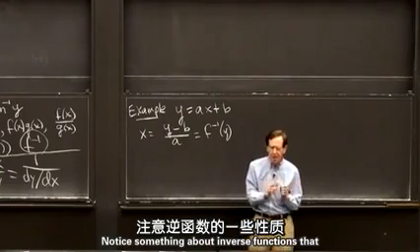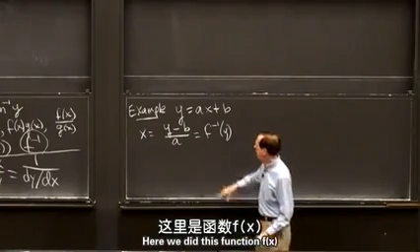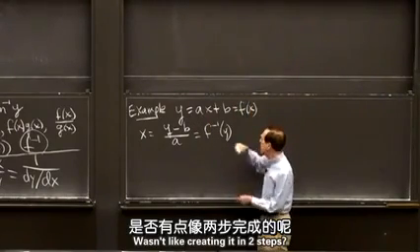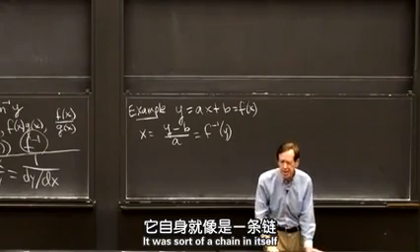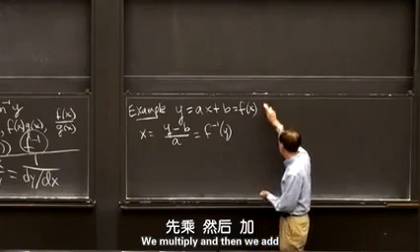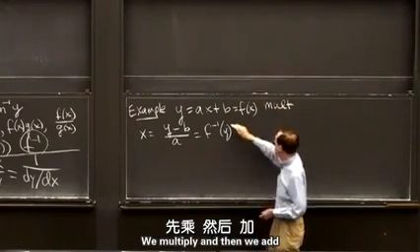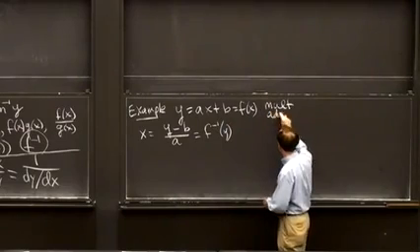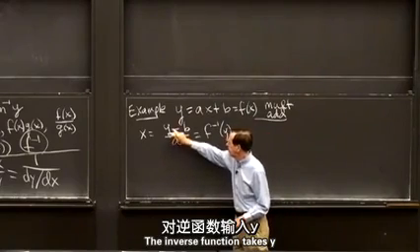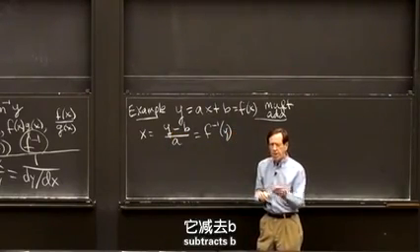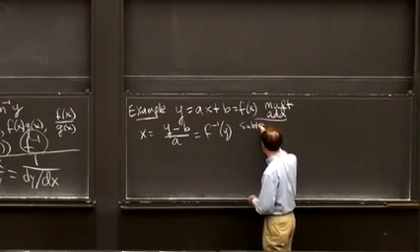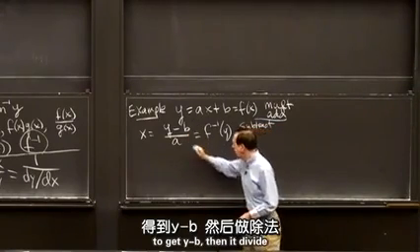Notice something about inverse functions. Here we did this function, f of x, was like created in two steps. It was sort of a chain in itself. The first step was multiply by a. We multiplied, and then we add. What's the inverse function do? The inverse function takes y, subtracts b, so it does subtract first to get y minus b, and then it divides.